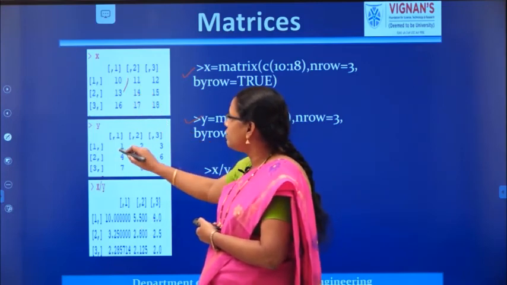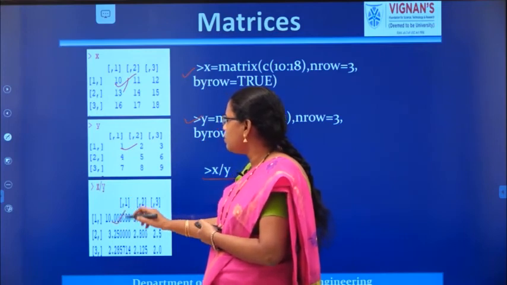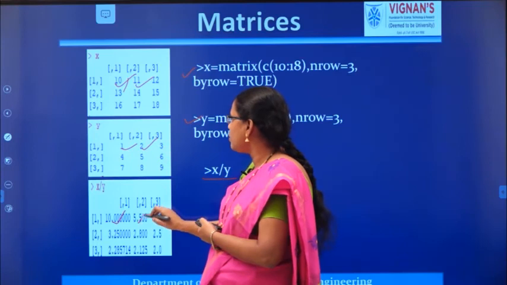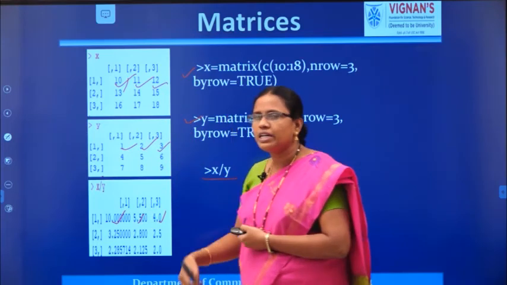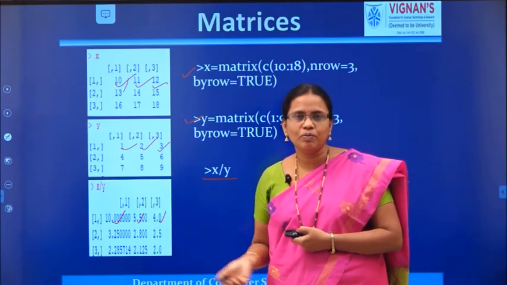So 10 divided by 1, its answer is 10.00. Next, 11 divided by 2, what is the answer? It is 5.5. And then 12 divided by 3, its answer is 4.0. So like this it is going to be performed. Like this the division is going to be performed.